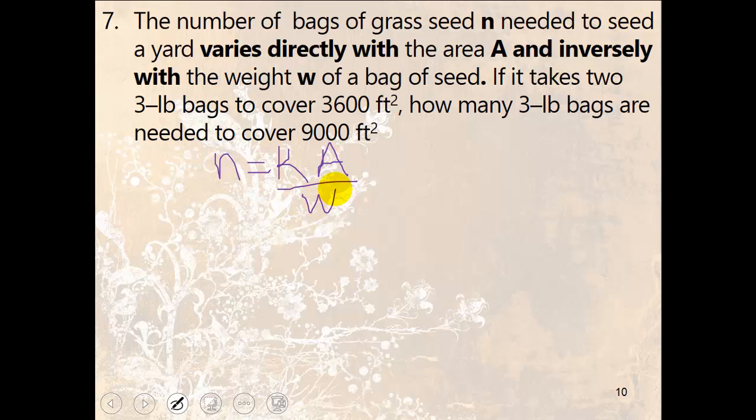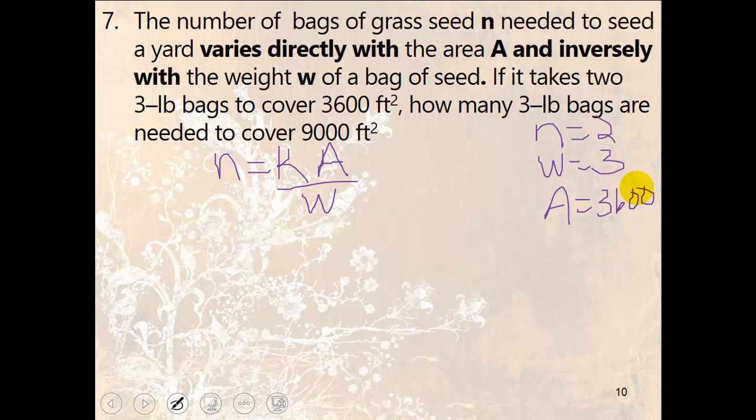Okay, so my first thing I'm going to do is try and find K, and I'm going to use the remaining information to help me do that. If it takes 2 3-pound bags, so 2 bags, so N is equal to 2. What's the weight of the bags? Well, they're 3 pounds each, right? And then it covers 3,600 feet squared. Anytime you see feet squared, yard squared, that's area. So area has to equal 3,600.